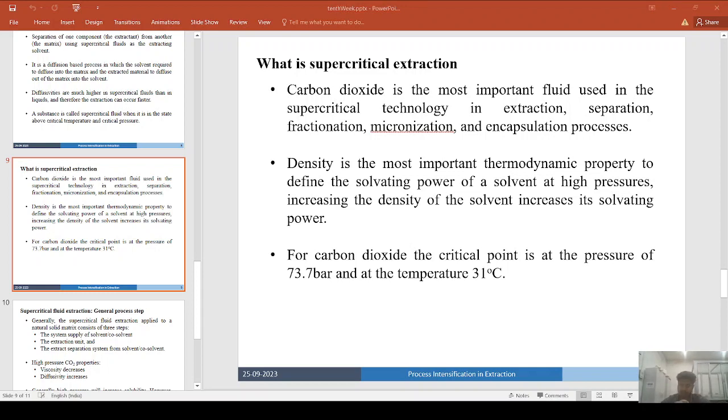Now let us discuss the solvating power of a supercritical solvent. The density is the most important thermodynamic property to define the solvating power of a supercritical solvent at high pressures. Increasing the density of the solvent increases its solvating power.